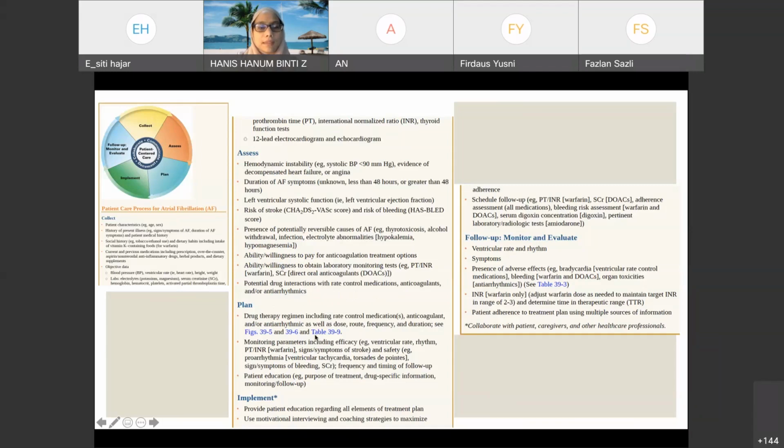Then you need to plan. After you assess all these things, you need to plan what you want to do with the patient. What drug regimen do you want to include, rate or rhythm, anticoagulant, the dose, frequency, and duration. Monitoring parameters, of course: you need to check for efficacy and safety of all those drugs. When you give something, you want it to be effective, especially if you give a rate control therapy, you want to make sure that the rate is being controlled.